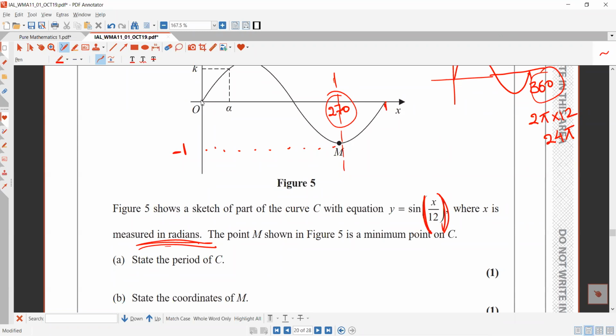270 is this is pi, sorry, this is pi by 2. This is pi. This is 2 pi. I think this is 3 by 2 pi. 3 by 2 pi multiplied by 12, that's going to be 18 pi if I'm not wrong. It's going to be 18 pi comma -1.